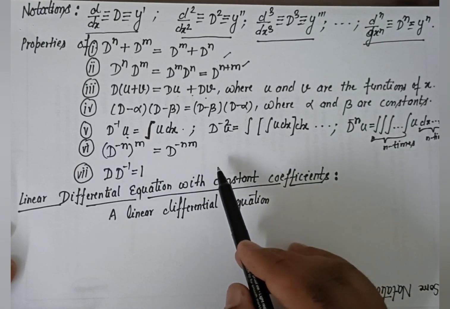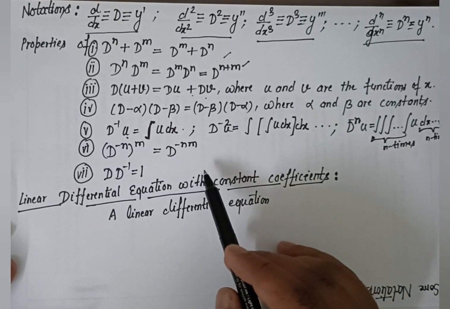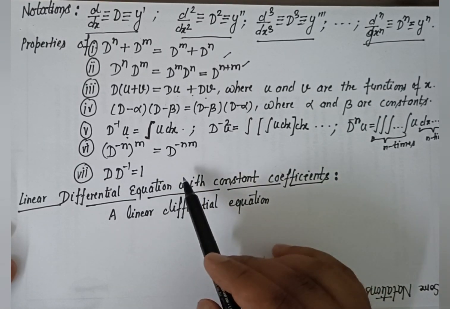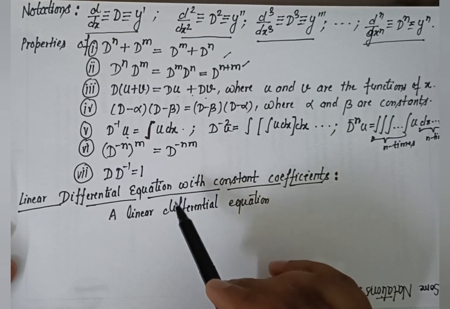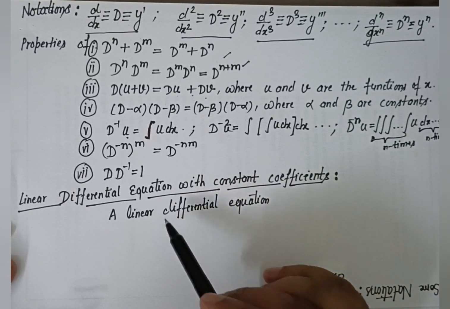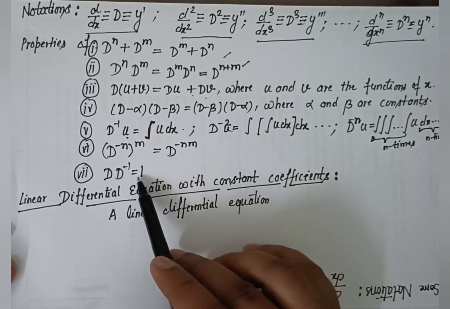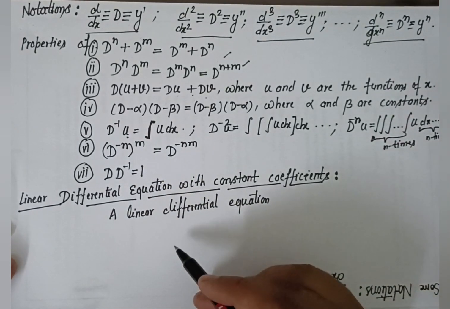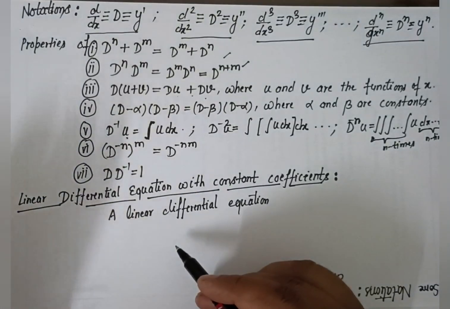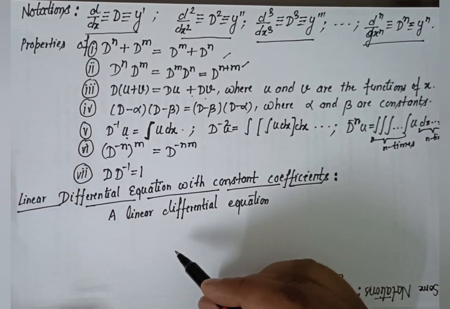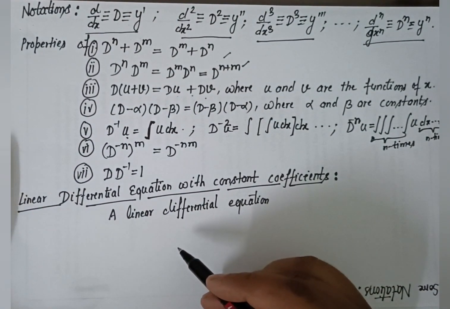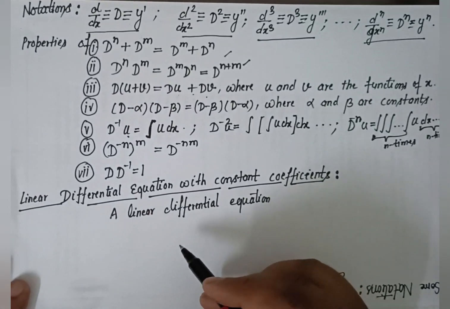So these are some basic properties or basic notations before going to the study of the linear differential equation with constant coefficients. And we have these properties, okay. D D inverse equals 1. So guys, I think you can understand these properties and can memorize them very easily, okay.